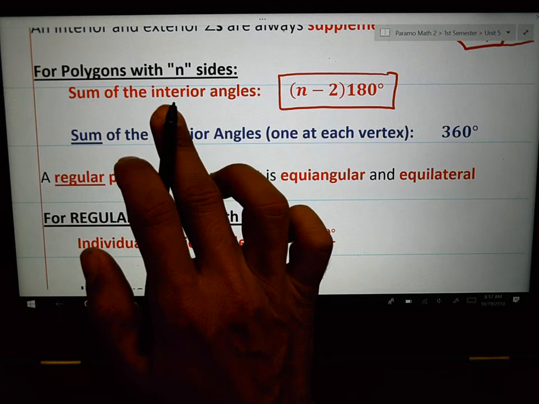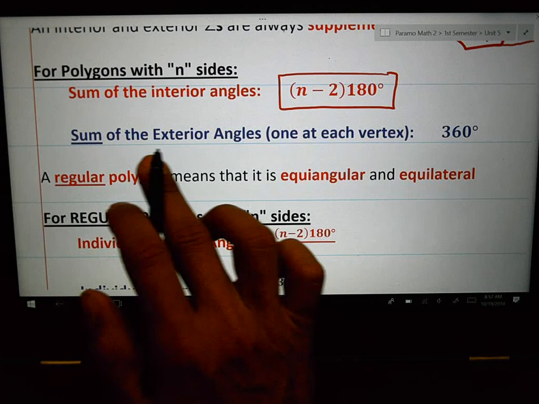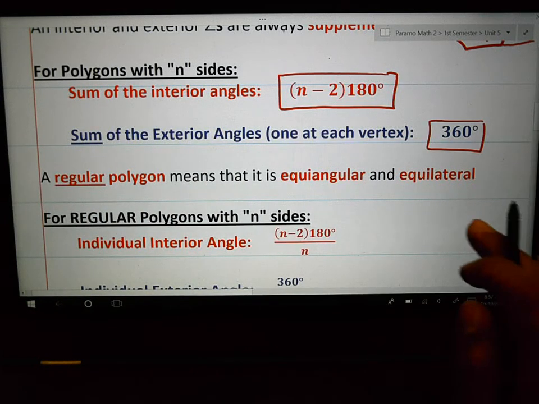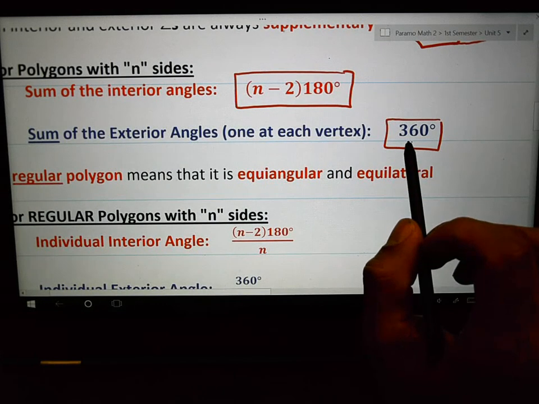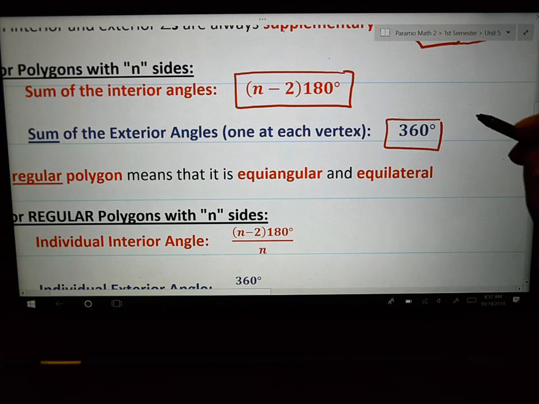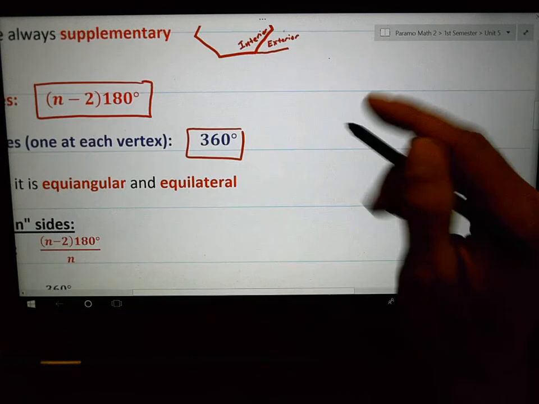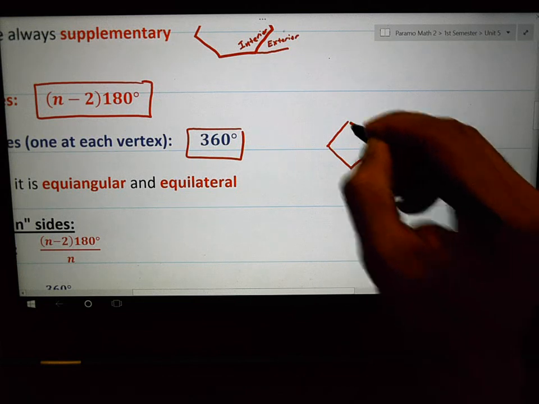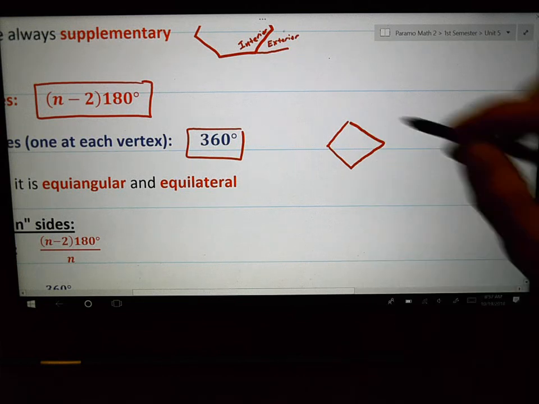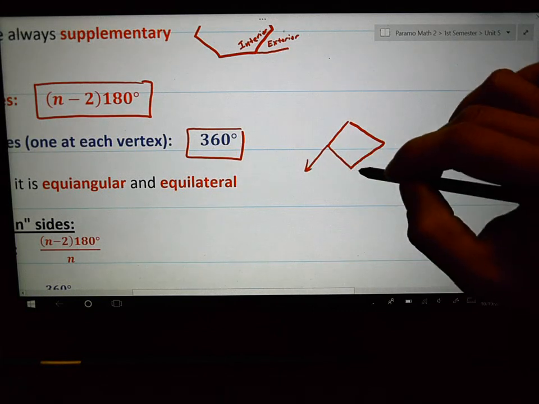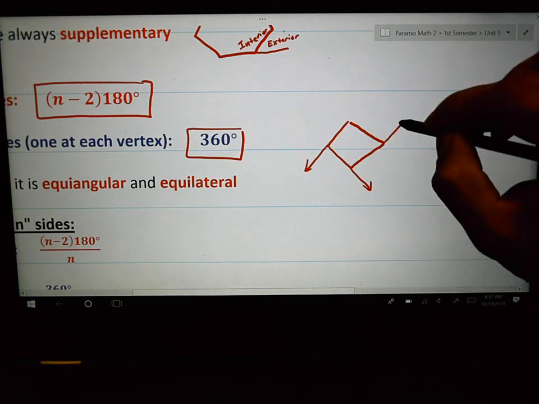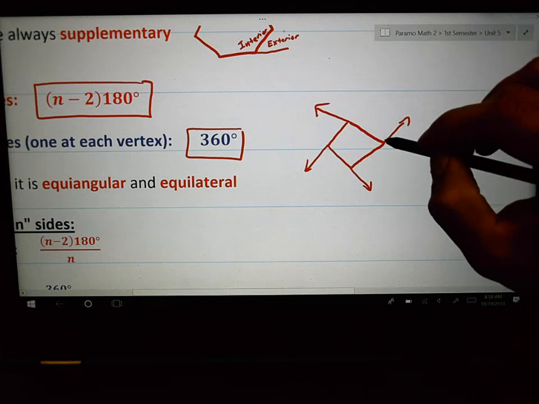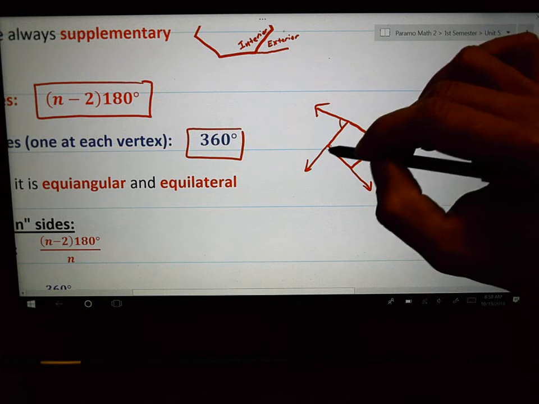For a polygon with n sides, the sum of the exterior angles, 1 at each vertex, is 360 degrees. Now this one may confuse you, but if you think about it, let's say I had a weird 4-sided shape, something like that. Exterior, exterior, exterior, exterior angle. Exterior angle is this one. Exterior angle is this one, and this one, and this one.